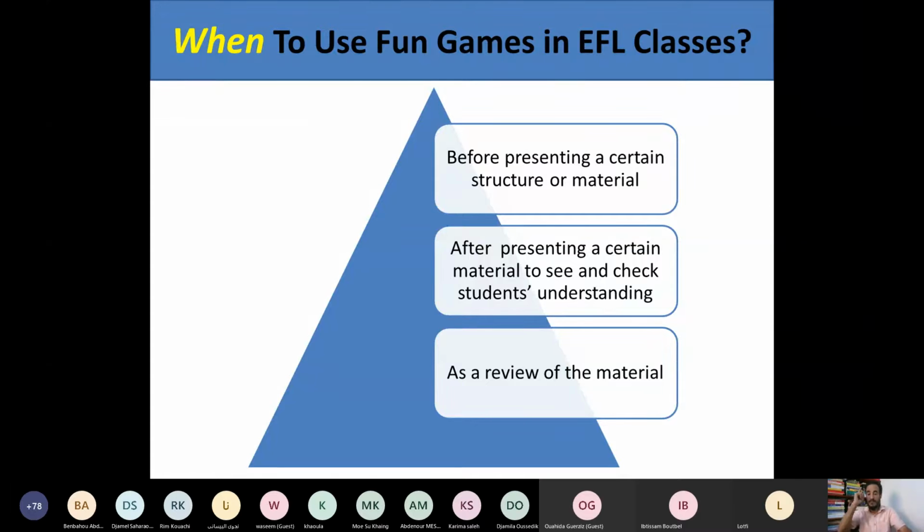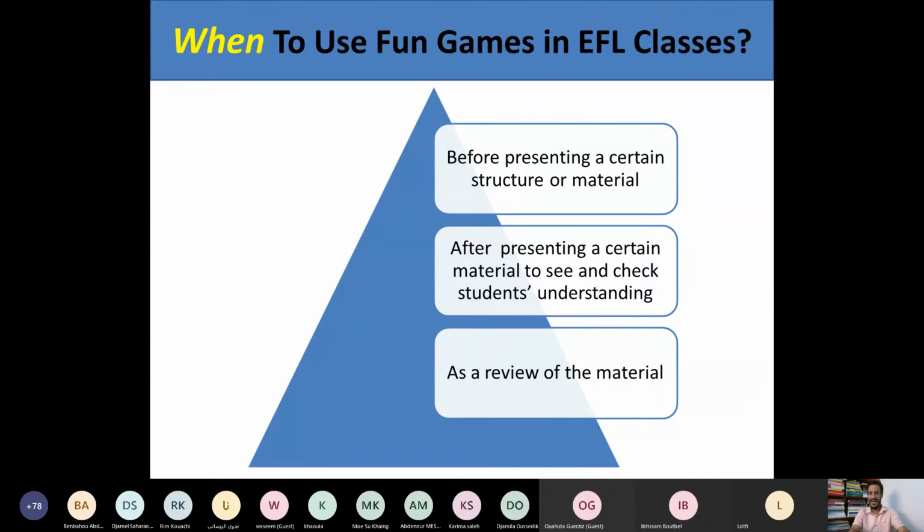But here, the majority of teachers opt for using fun games at the end of the lesson. Why? Because they feel tired. Students feel exhausted. They may feel bored, and you want to motivate them. You can use games as a review of the material at the end of the lesson. So these are the stages on which you can use the games, either before or after or at the end of the lesson. Okay.